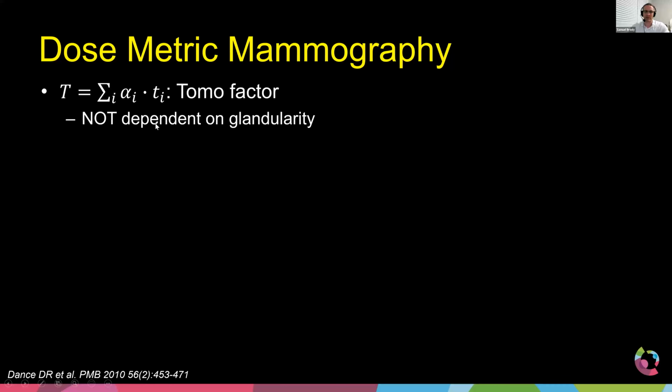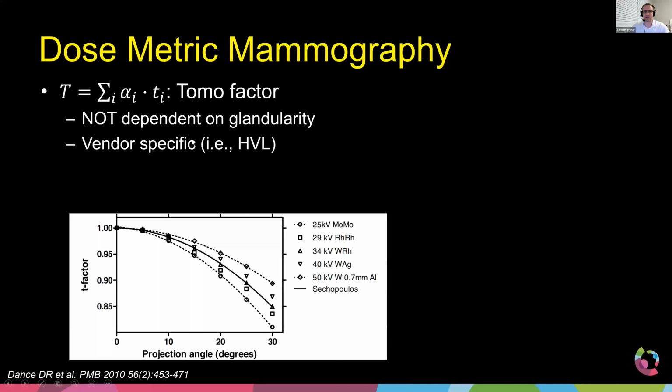One of the beautiful things about the tomo factor is it is not dependent on glandularity. It is dependent, of course, as you would expect, on the half value layer, so it is vendor specific. So when we have lookup tables, we will need to have different lookup tables for each vendor and for every target filter combination out there, based on kV.